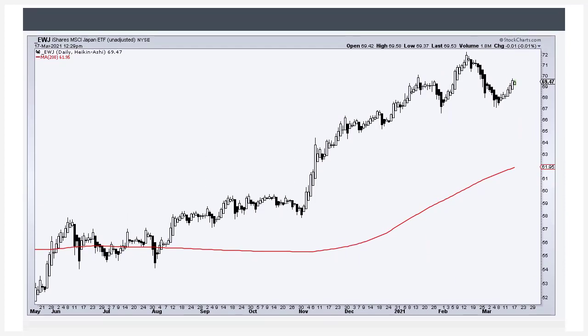So here is the Japanese ETF with the Heikin-Ashi candlesticks, and you can see, miraculously, all these gaps disappeared. That is because this is an average of basically two candlesticks. And if you want to know more about this, you can always go over to the chart school, which we're going to do right now.